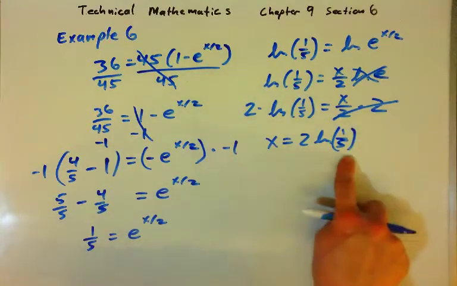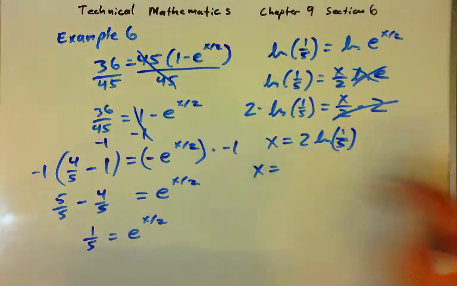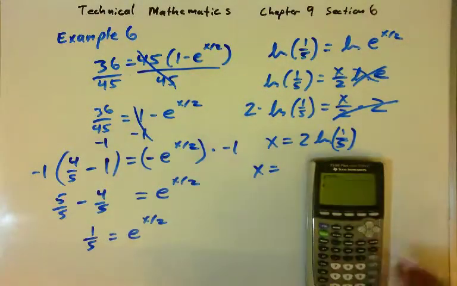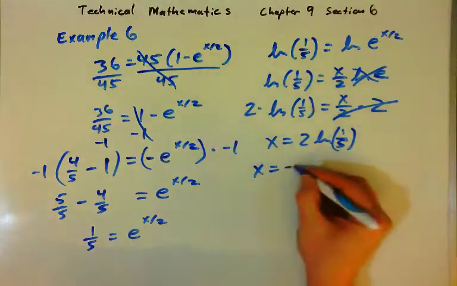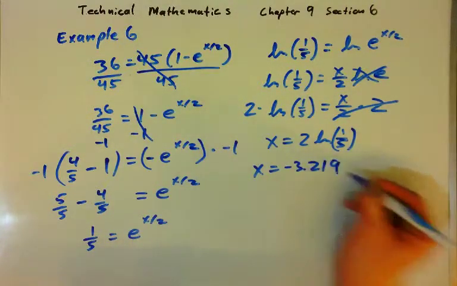Okay. And so now I can plug this into my calculator and solve for x. So x is equal to 2 times the natural logarithm of 1/5, close parentheses. We get negative 3.219.